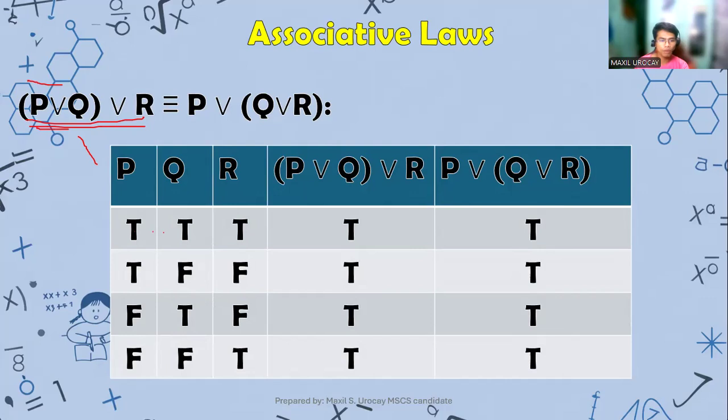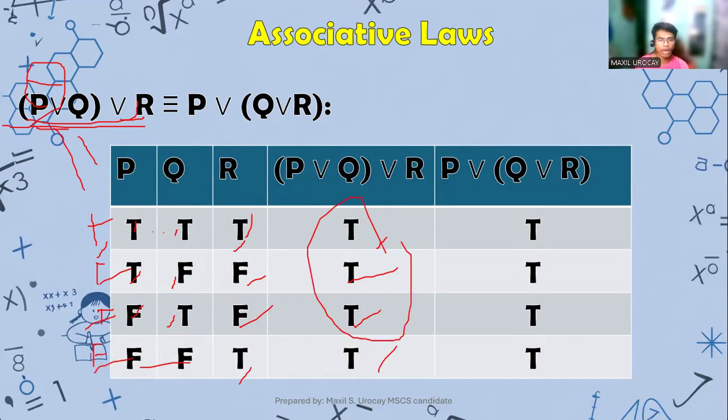True plus true is true. Then true and false is true. Then false and true is true. Then false and false is false. Now, we're done with the P or Q here, and let's add that into the R, this one. True and true, that is true. True and false, that is true. True and false, that is true. False and true, that is true. This is actually the answer now.